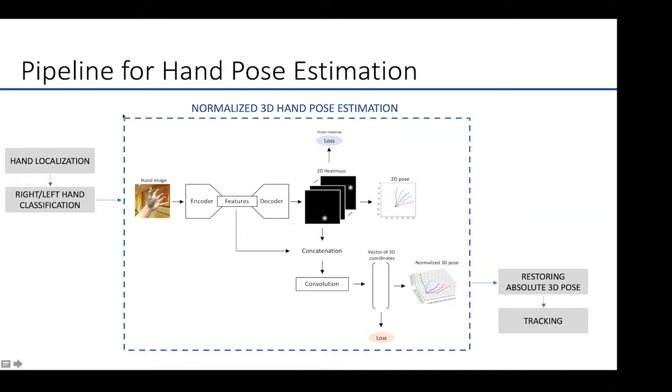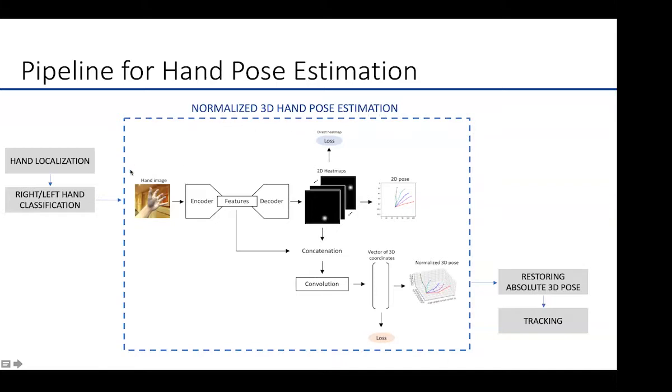The main goal of my thesis was to improve this part of the pipeline, because hand localization is a simple task. You can just use the usual detectors. Classification is also a solved task with very high accuracy. This is very ambiguous for 2D, and it cannot be solved much better than the existing approaches in the industry. And tracking is also a solved task. So I worked on this mostly, and I will go into details on how to build your hand pose estimator.